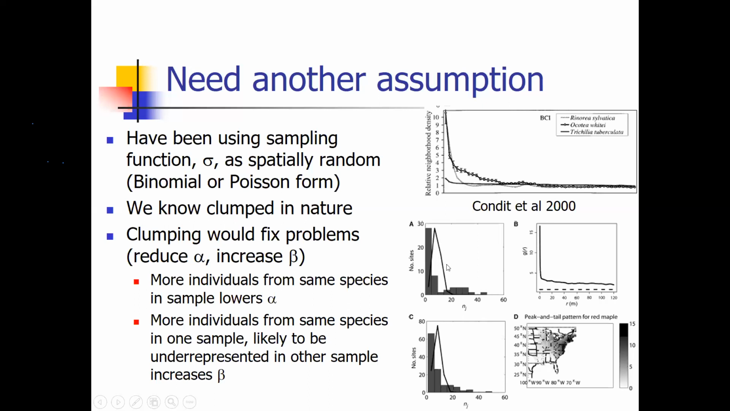You either get a lot of zeros or you get really high numbers. You don't get 5 individuals in every plot. You get a bunch of zeros and a bunch of 30s and 40s. So this is another expression of that clumping. So clearly Poisson is a representation of spatial randomness. Clearly Poisson is missing this clumping feature.